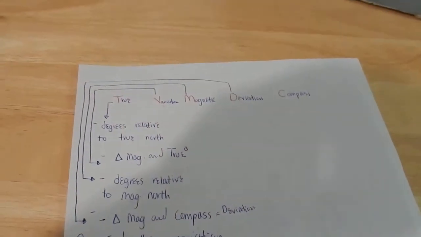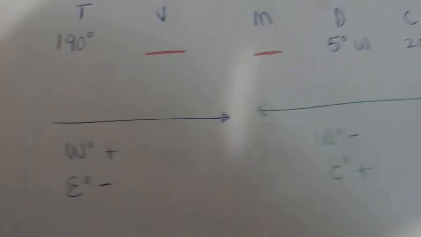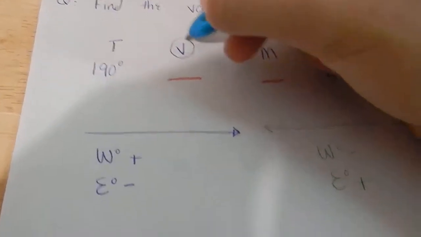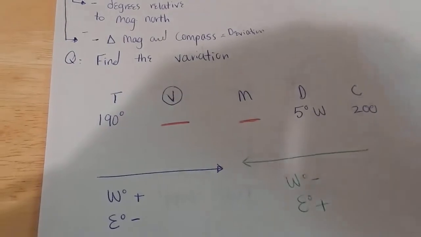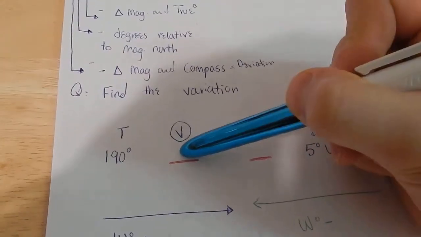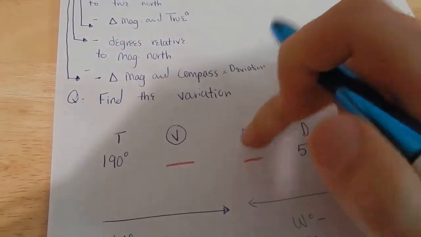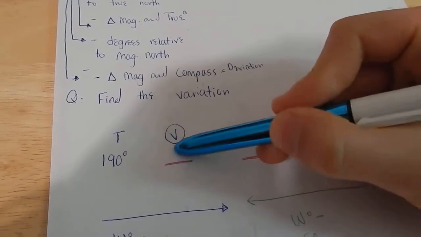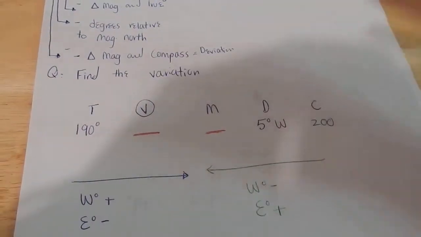Okay, so I'm going to do one question. Let's say the question asks you to find the variation. So it's asking you to find this one. In order to find variation, you have to look at what you have to work with. So you have the true heading, which is 190. You can't find variation because you don't know the magnetic heading. If you knew the magnetic heading, then you would be able to find the difference and find the variation. But you don't have it, so you have to look for some other clues.